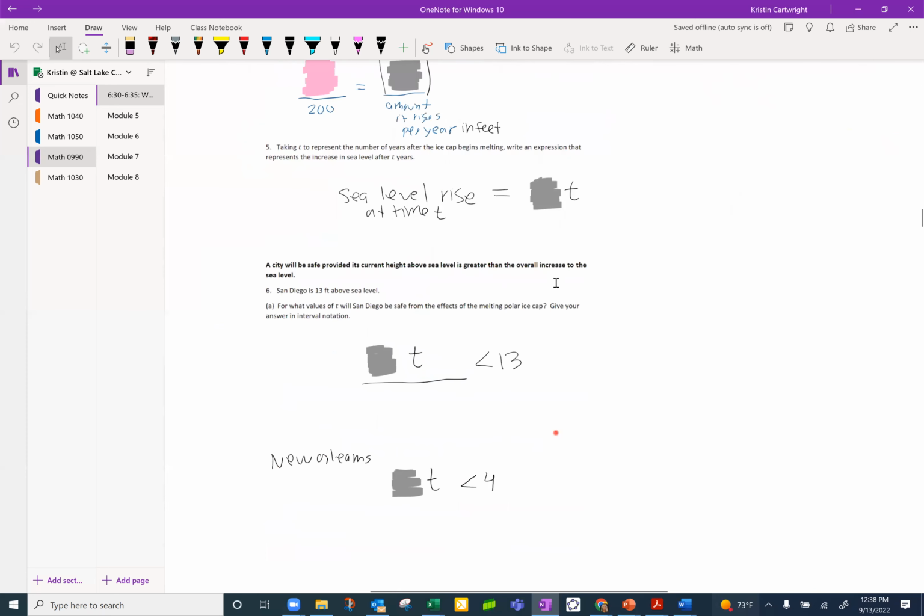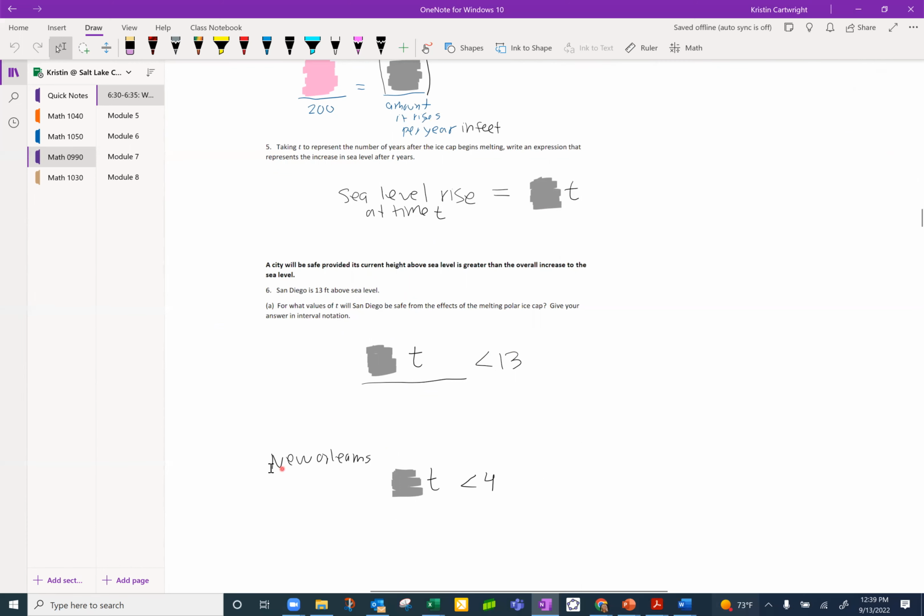And so part 6 then tells you to take that and create some inequalities. Because San Diego is 13 feet above sea level, it says for what values of t would San Diego be safe? I considered safe to be the rise of the sea less than where the city is sitting. So here's the rate at which the sea is rising per year, per time period t. So I want to keep that less than 13 if San Diego is safe, and I'll solve that inequality for t and write my answer in interval notation.